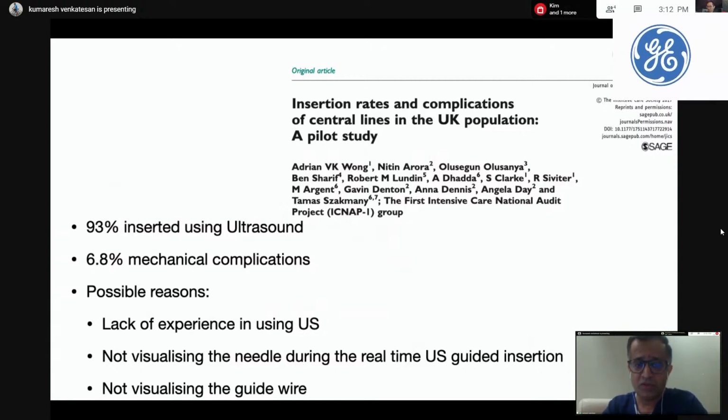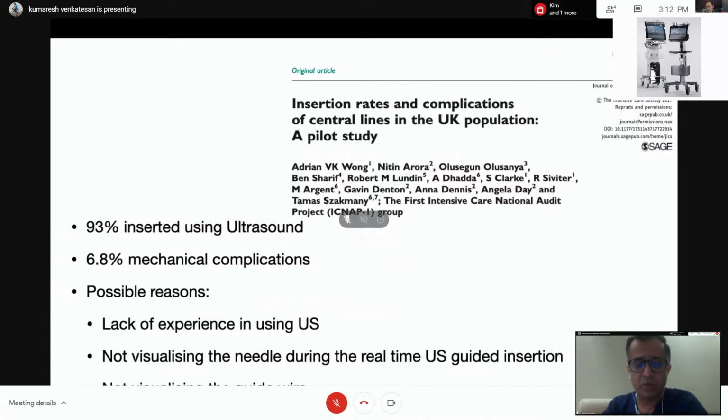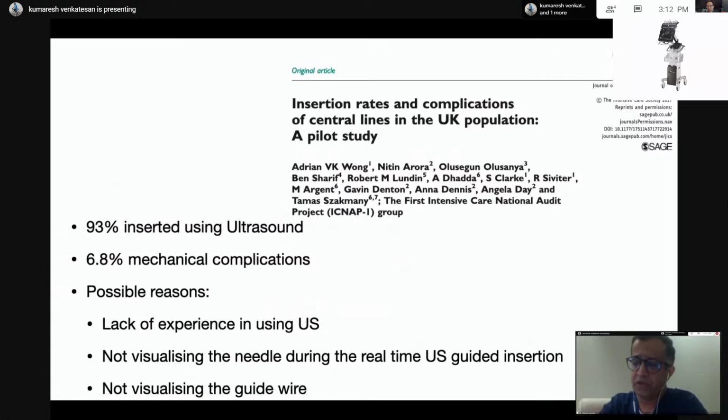Even with the use of ultrasound, what they found was the complication rate was still quite high. The main reasons were, one, a lack of experience in using ultrasound, and then not visualizing the needle during real-time ultrasound-guided insertion, and not visualizing the guide wire. These were the three main reasons they attributed to the high complication rate. So we will talk about how we can overcome these issues and perform the cannulation safely.